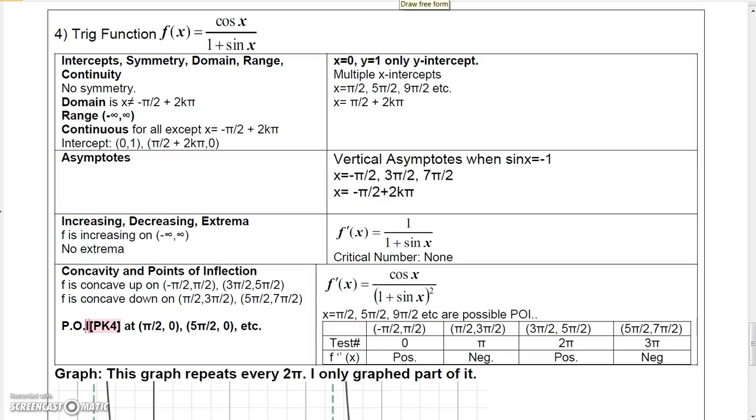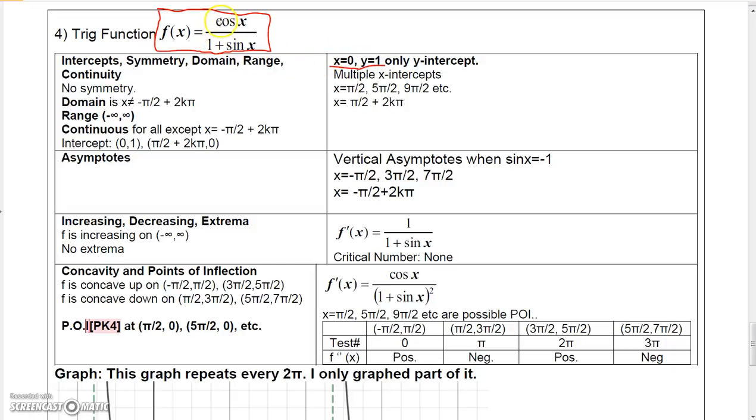Okay, now again, the nature of these trig functions, they're not my favorite because of the way that they tend to repeat themselves. But let's take a look at cosine x over 1 plus sine x. Okay, well if x is 0, you're going to get 1 over 1 plus 0, so you're going to get 1. And so that's the y-intercept. So you get one y-intercept.